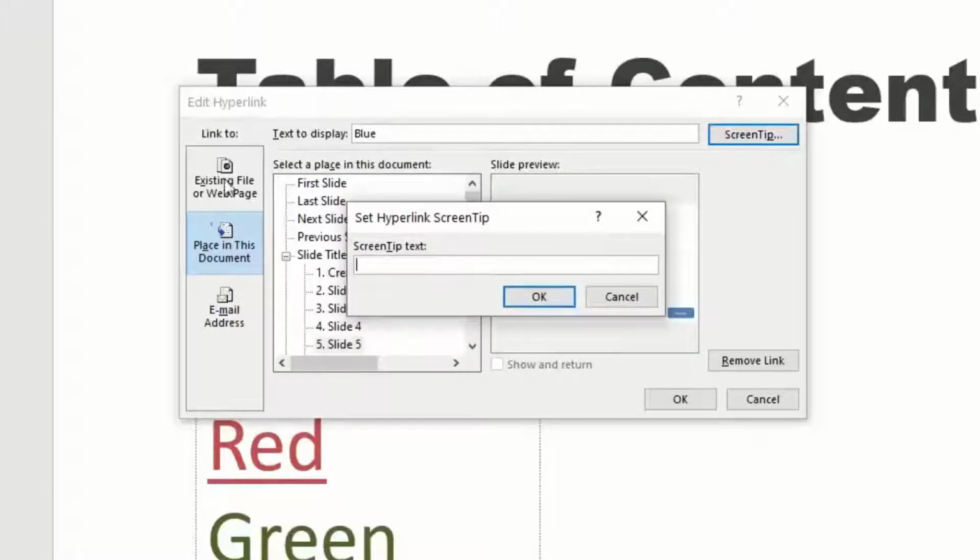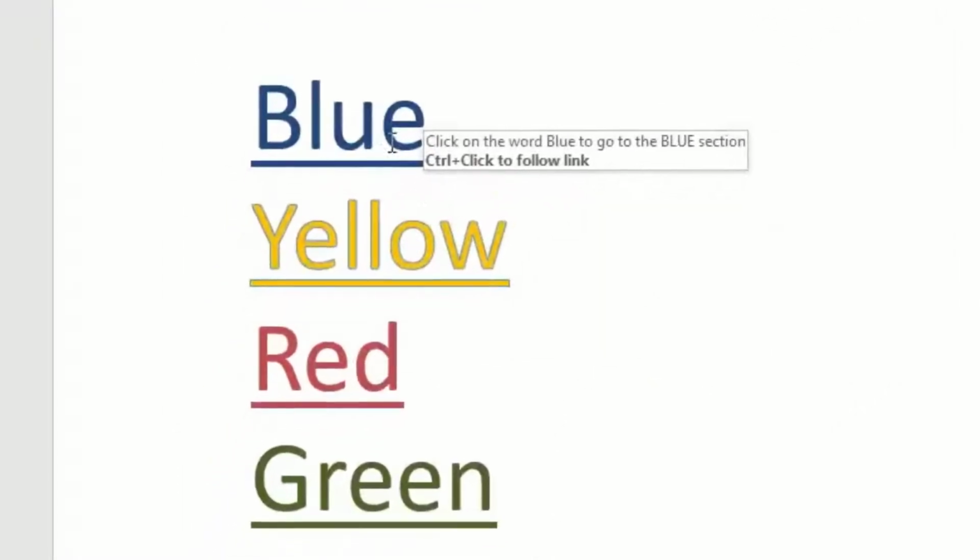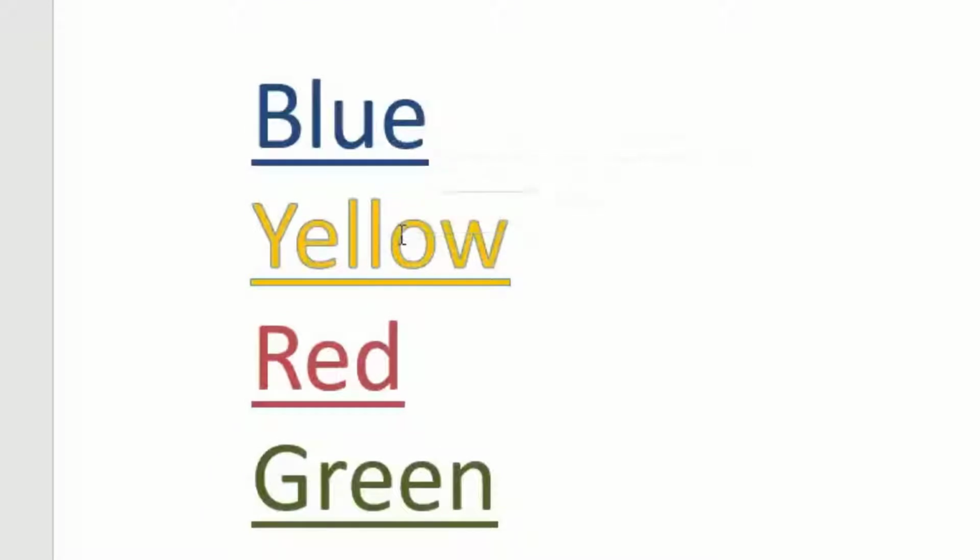And that way, when you hover over hyperlink text, it'll have a pop-up with some instructions. So I could say, click on the word blue to go to the blue section. If I click OK, then you can see as I hover over, by default it says Control plus click to follow the link takes you to slide 10 or slide 15. This one, instead of saying slide 10, slide 15, slide 20, says what I told it to say: click on the word blue to go to the blue section. I think that's kind of interesting that you can have a little bit of control there.